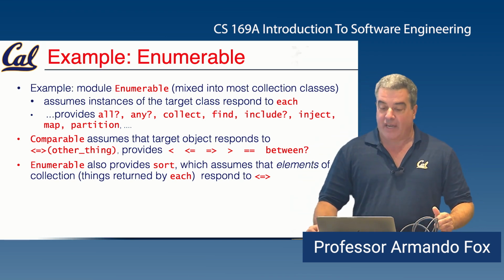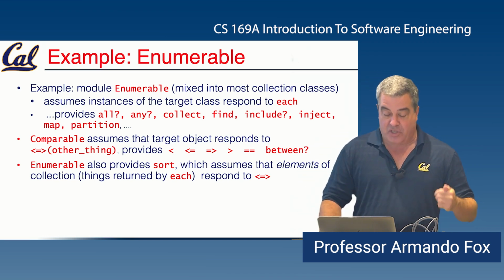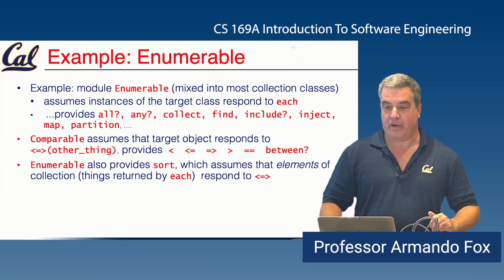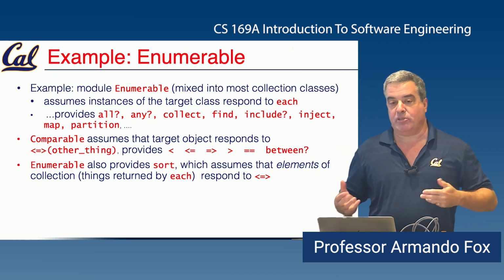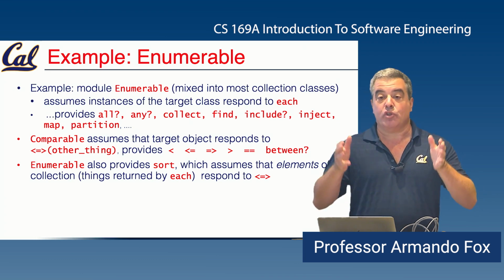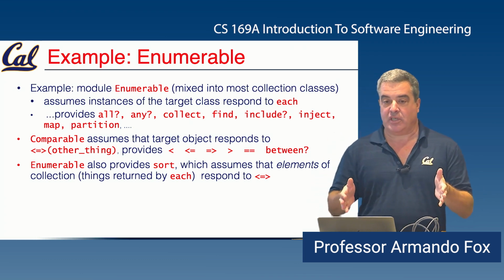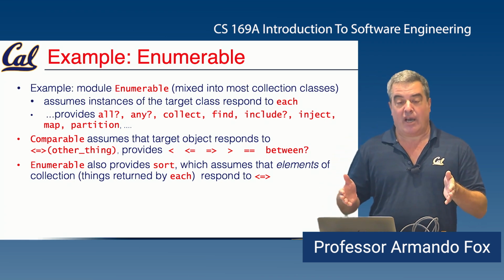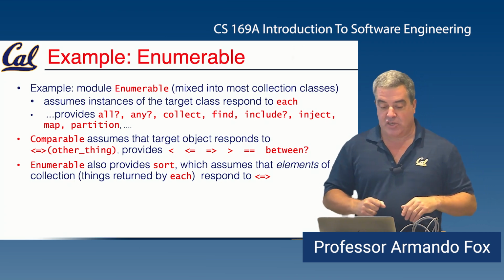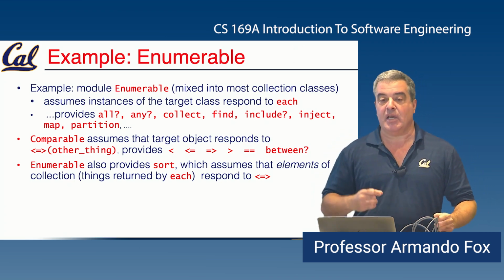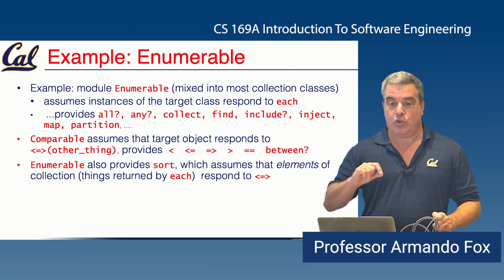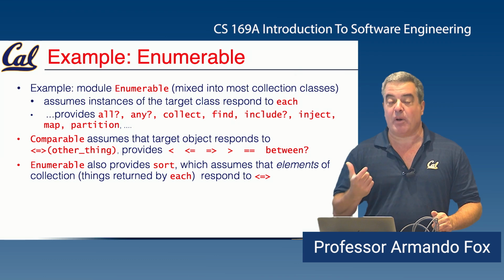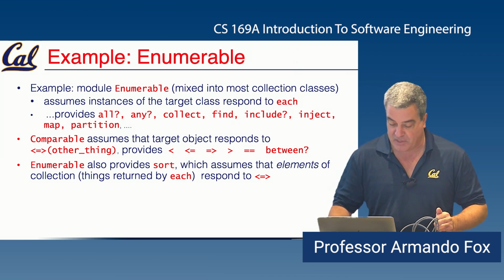Enumerable is the module that provides sort. So sort just assumes that the elements of the collection respond to the spaceship operator. By the way, when I say they make these assumptions, this is not something where you can look at a formal interface definition and figure it out from looking at the code. This is what you figure out from reading the documentation. If you read the documentation for Enumerable, it basically says that in order to mix Enumerable into your class, it has to have an instance method each. It has to have a way of responding to that on members of the class.